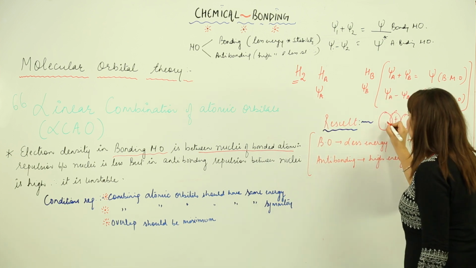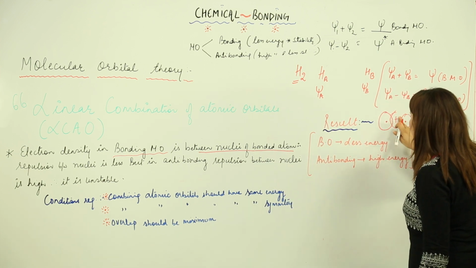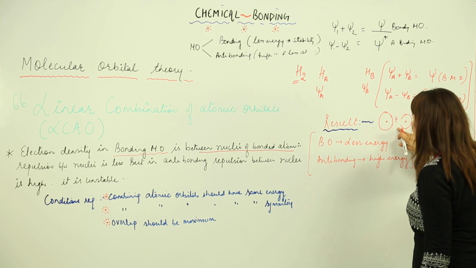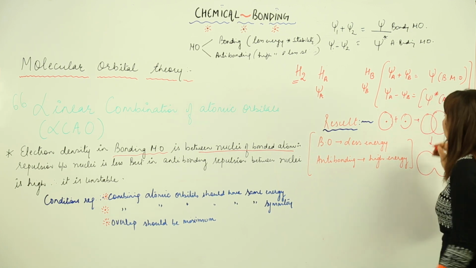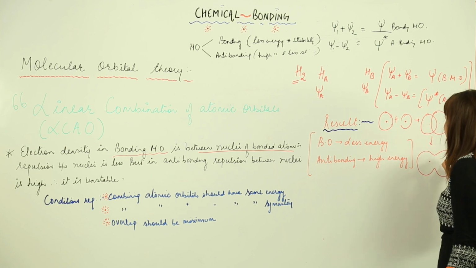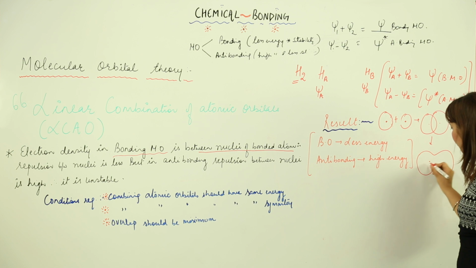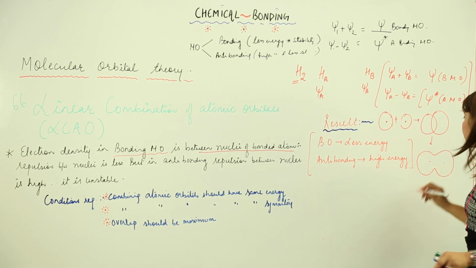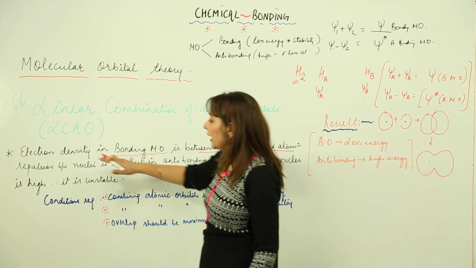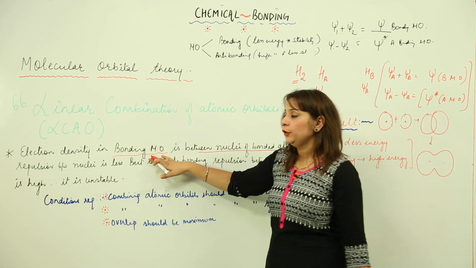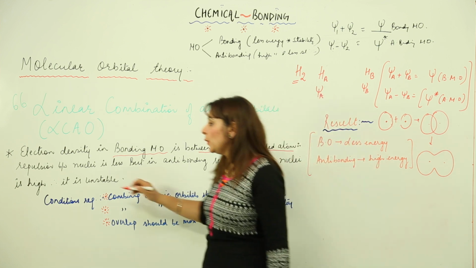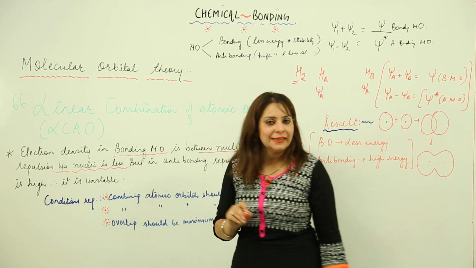So this is my nucleus, this is my nucleus, I will just remove this circle, right, because this circle was just indicating the positive sign. So here the wave functions are just adding up, right. What happens here is the repulsion between these two nuclei is comparatively less because this space is filled up by the electrons. So the electron density in the bonding molecular orbital is between the nuclei of the bonded atoms. That's why the repulsion between nuclei is less.